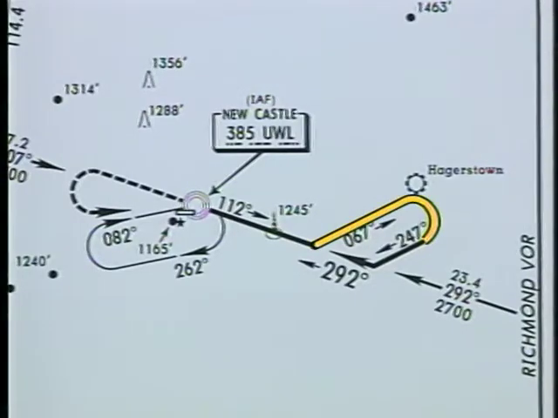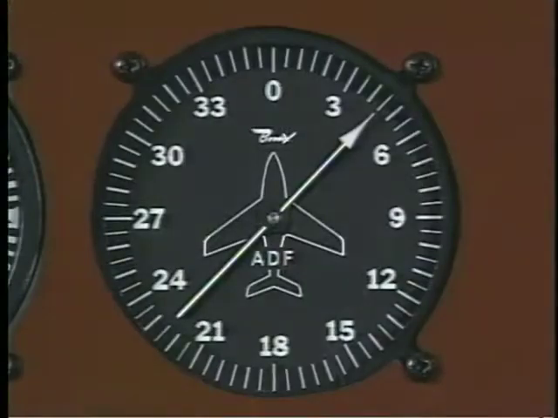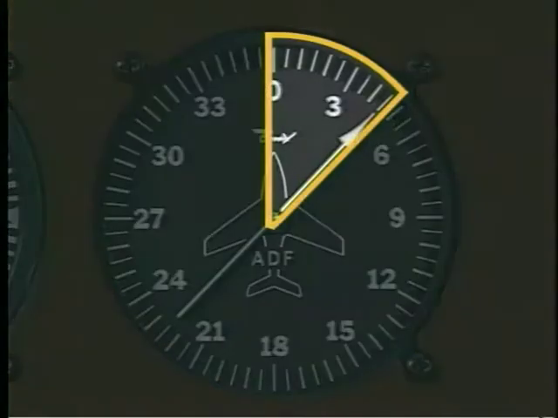Then make a 180-degree standard rate turn to a heading of 247 degrees. If you fly the procedure as charted, you will intercept the inbound course at a 45-degree angle. If you're using a fixed card ADF, course interception is shown when the needle points to a 45-degree relative bearing.